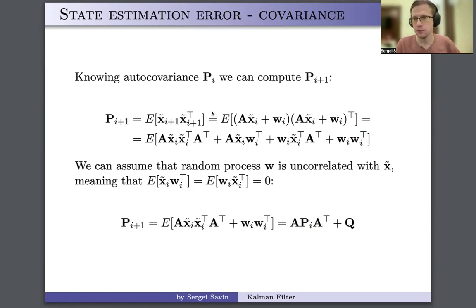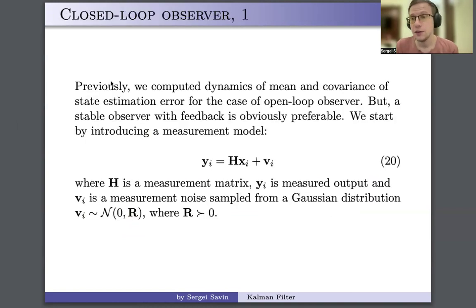All right. Now we found mean and we found covariance. Mean stays 0. Covariance changes as P sub i plus 1 is equal to A P A transposed plus Q. Nice. We know what's going on now. Now, as previously, when we discussed Luenberger, we know that open loop observer is not going to do much for us, right? We want to use measurements.